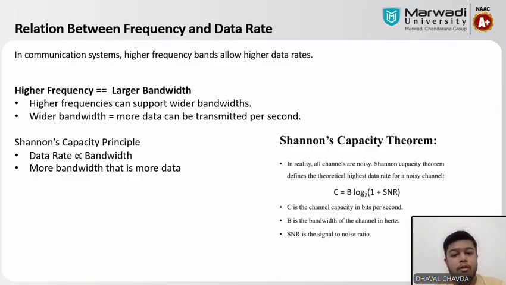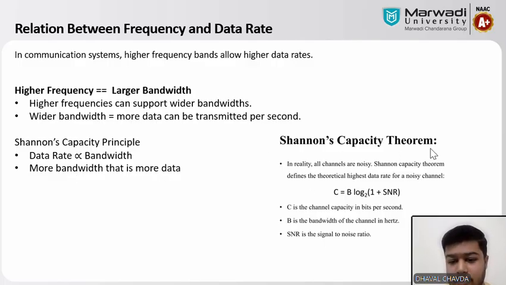Next is the relation between frequency and data rate. In communication systems, a higher frequency band allows higher data rates. There is the Shannon capacity principle that says data rate is directly proportional to the bandwidth. More bandwidth means more data.